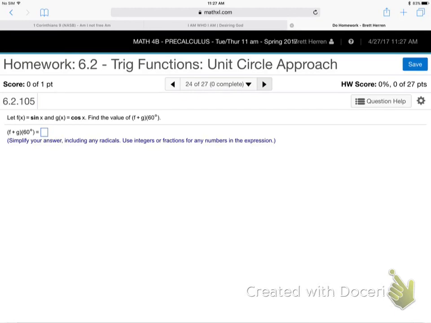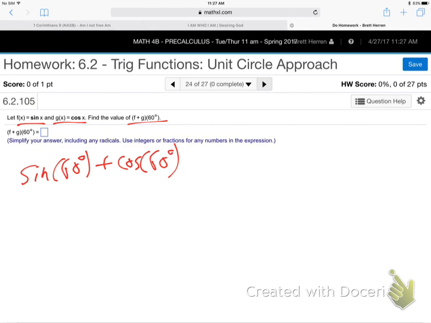Okay. So they're saying f is the sine, g is the cosine, add them at 60 degrees. So basically they want the sine of 60 plus the cosine. They're just adding up f and g, and that's sine and cosine, and plugging in 60 degrees. So basically they want the sine of 60 plus the cosine of 60.